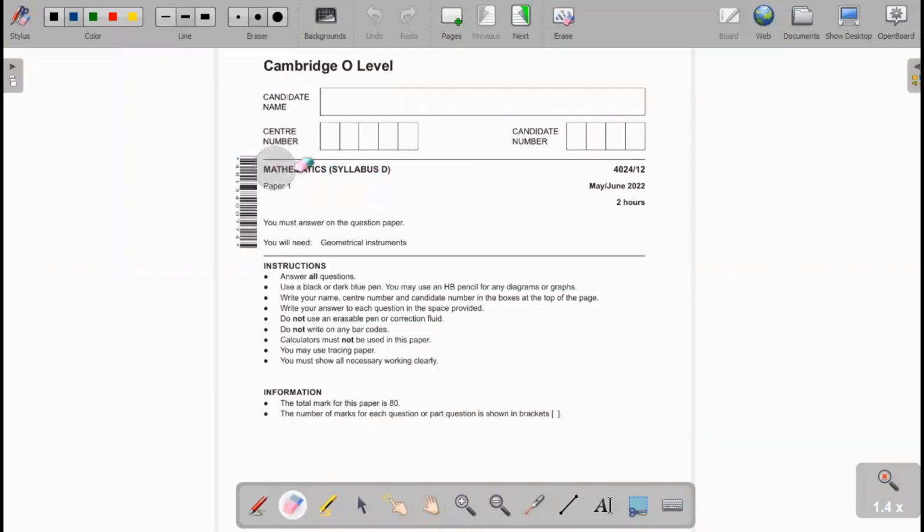Bismillahirrahmanirrahim. Today I will solve the O-level past paper May-June 2022. Now we start the paper.